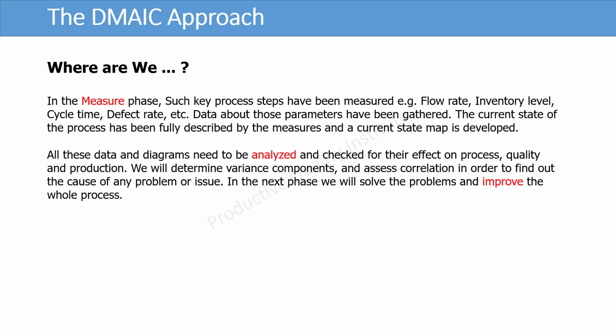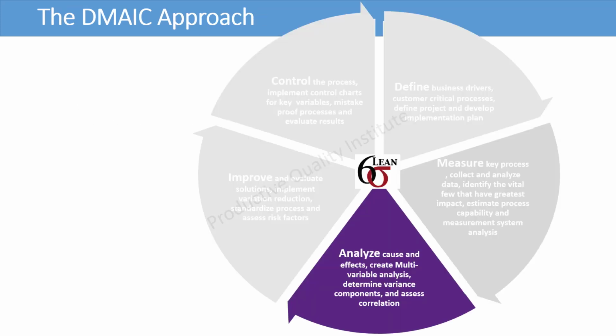We will determine variance components and assess correlation in order to find out the cause of any problem or issue. In the next phase, we will solve the problems and improve the whole process. The module will be divided into 8 lectures.